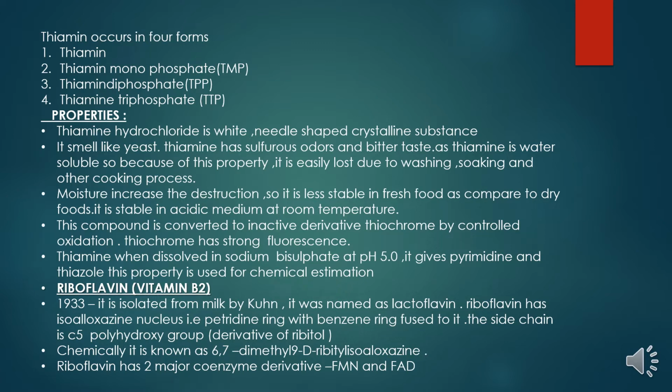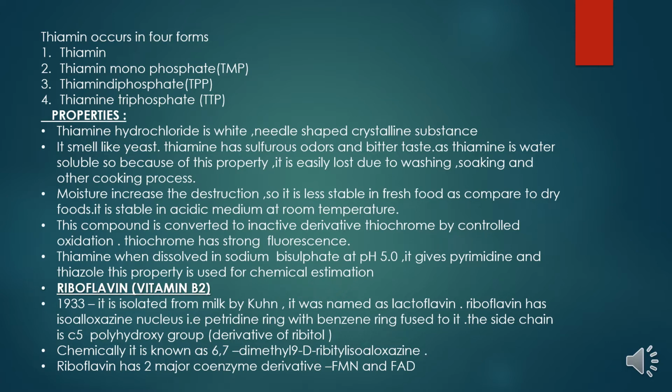Second is riboflavin. Riboflavin means vitamin B2. In 1933, it was isolated by Kuhn from milk. So first it was named lactoflavin because it was from milk. Riboflavin has an isoalloxazine nucleus, that is a pyrazine ring with a benzene ring fused to it. The side chain is a C5 polyhydroxy group, that is a derivative of ribitol.